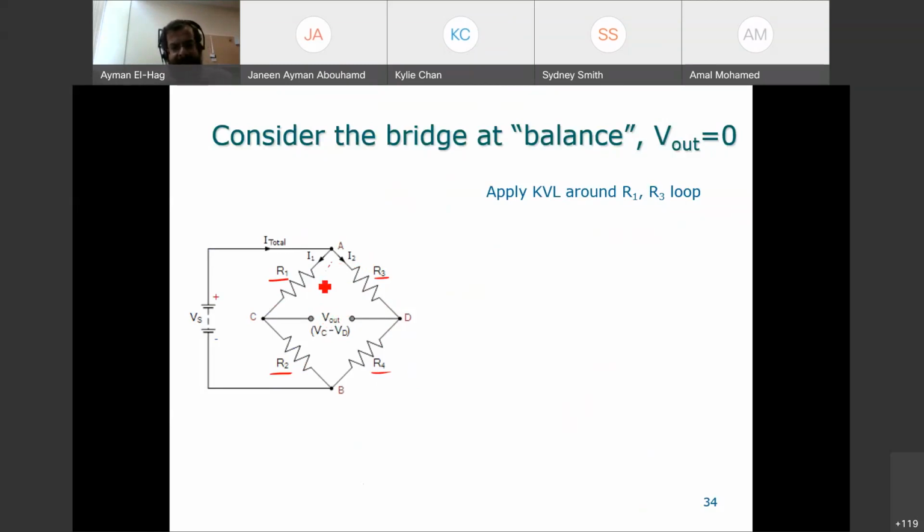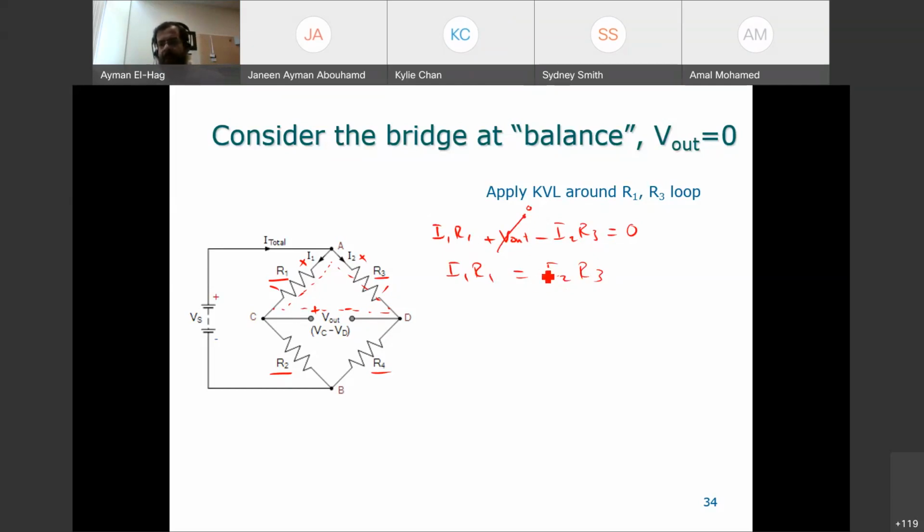So let's take KVL around this loop. This is your V out, plus minus. Now we have two currents, I1 and I2. I1 is going this way, since this is an open circuit, and I2 is going that way. With the current going this way, it becomes plus minus, this way plus minus. So here you can say I1 R1 plus V out minus I2 R3 equals 0. Now we assume V out equals 0, so this becomes 0, or we can say I1 R1 equals I2 R3.